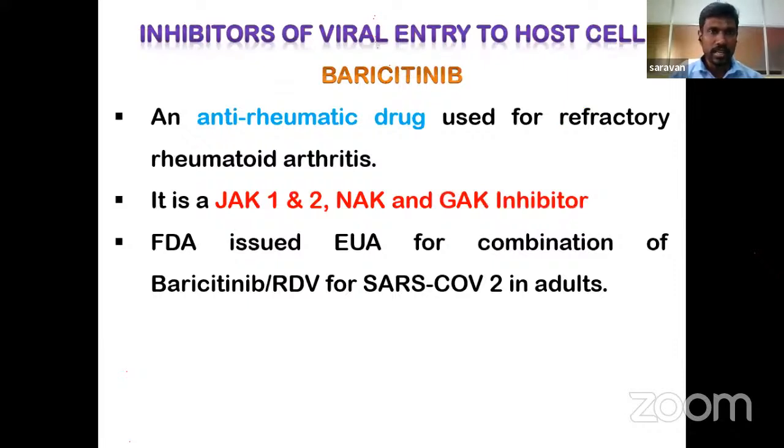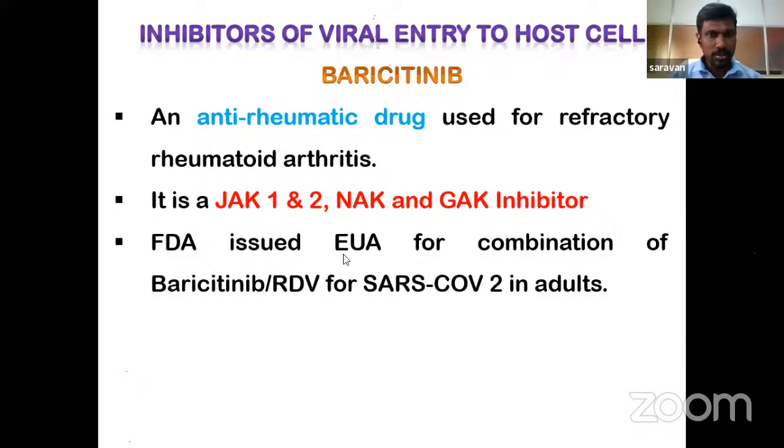So coming to the next category, that is drugs that are inhibiting the viral entry into the host cells, Baricitinib. So it is an anti-rheumatic drug used for the management of rheumatoid arthritis, but which was repurposed for the management of COVID-19 infection. So it is a JAK, NAK, and GAK inhibitor. So it is a Janus kinase, NUMB associated kinase, and cyclin G associated protein kinase inhibitor, which was approved for emergency use authorization in combination with remdesivir in management of COVID-19 infections.